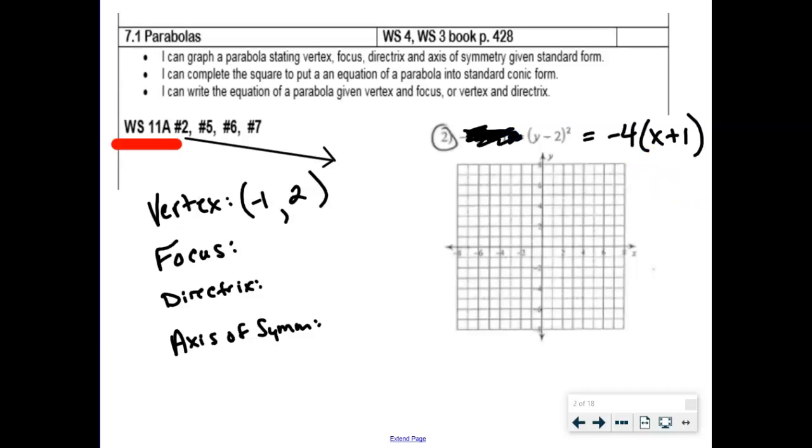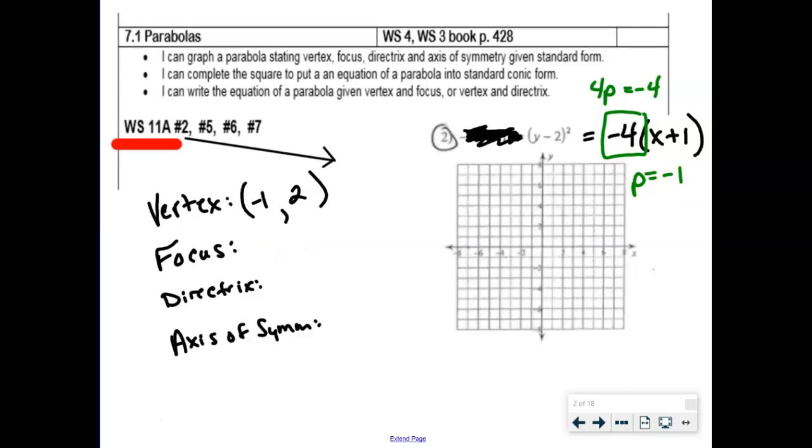The value in front of the x plus 1, what is that in regards to the formula? It's not p, it's 4p. So this number is 4p. So that means p is -1. The formula will say 4p is in front.